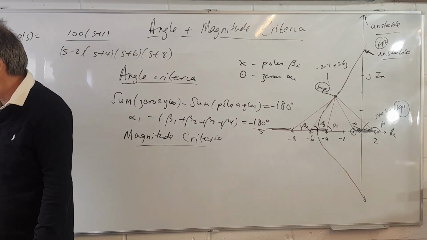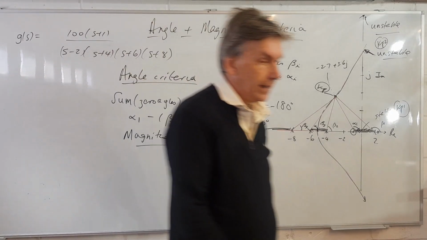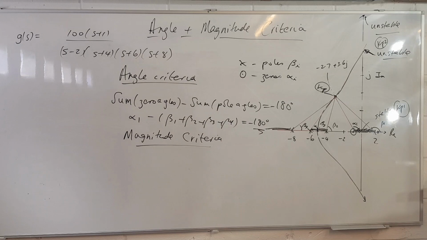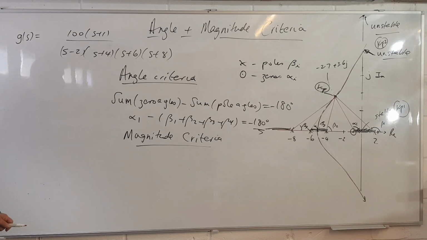And in this particular case, the value for Kp is 1.76. Anyway, so we can find the value for Kp.